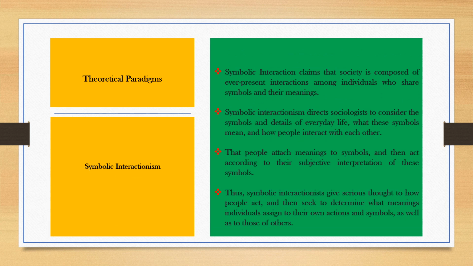The other paradigm is called symbolic interactionism. Symbolic interactionism is a paradigm that claims that society is composed of ever-present interactions among individuals who share symbols and their meanings. This paradigm directs sociologists to consider the symbols and the details of everyday life, what these symbols mean, and how people interact with each other in the context of these symbols.